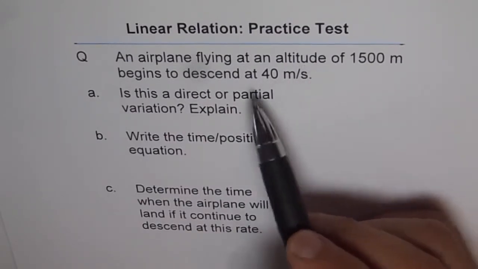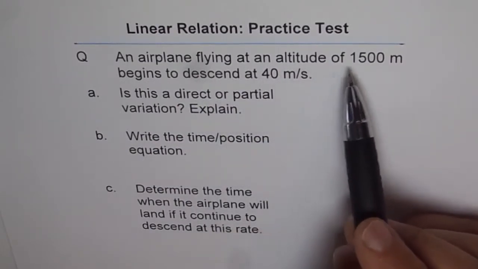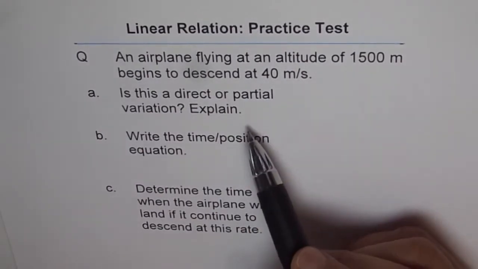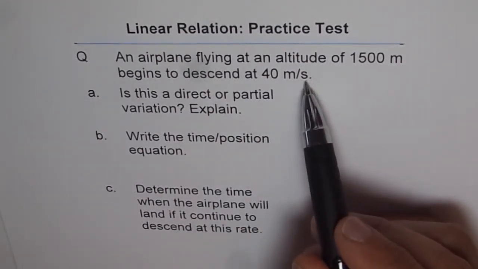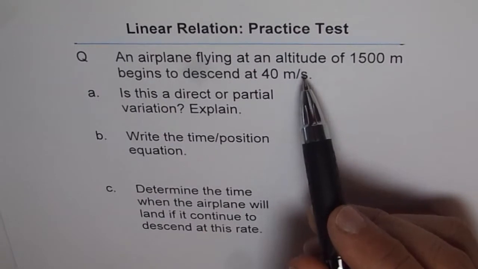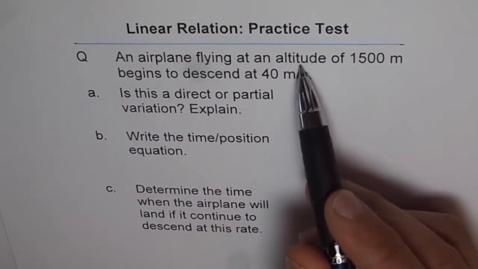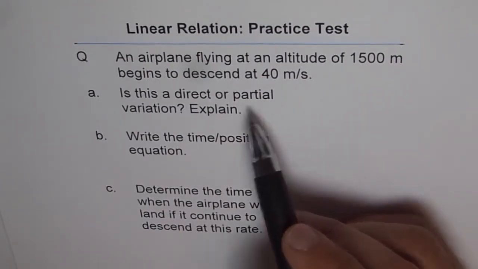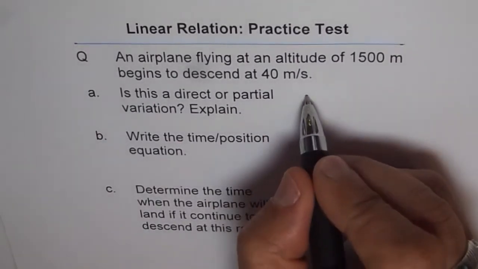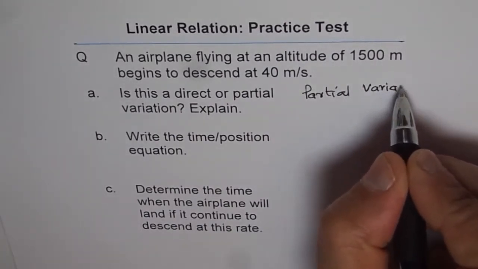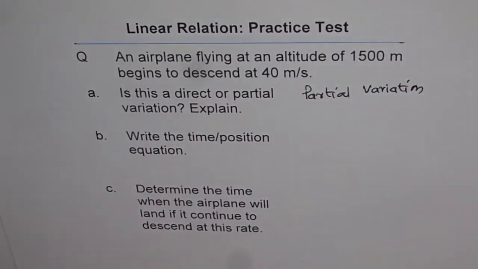In our case, we have an airplane flying at an altitude of 1500 meters that begins to descend at 40 meters per second. So if we take t as the independent variable and a as altitude, then altitude is 1500 when t was 0, and therefore it is not a direct relation, but a partial variation, right? So we'll call it a partial variation. So the origin (0, 0) is not a part of this solution.